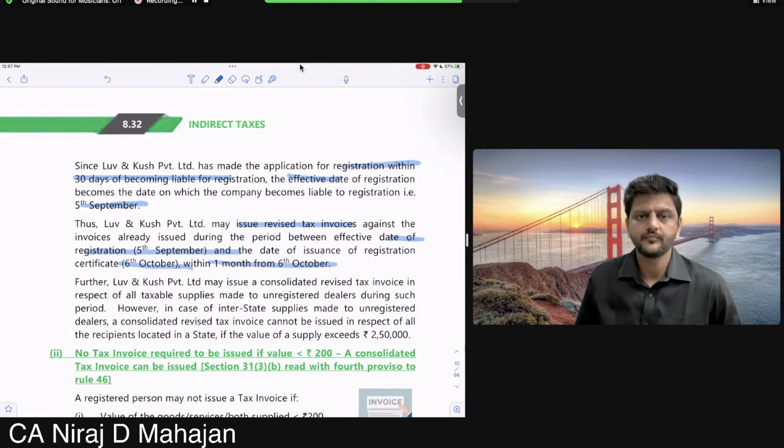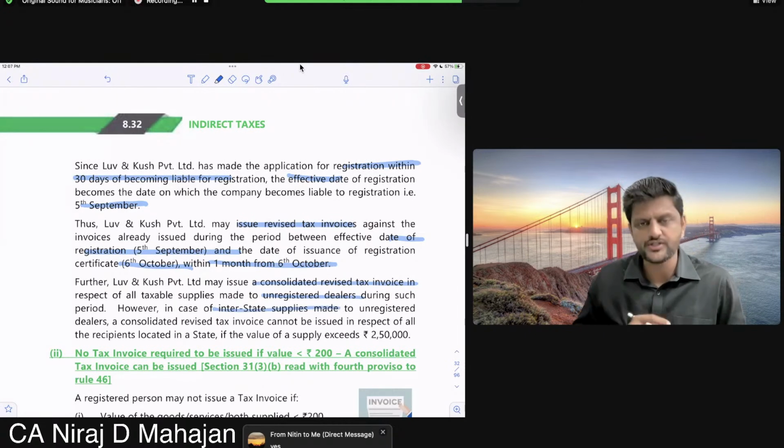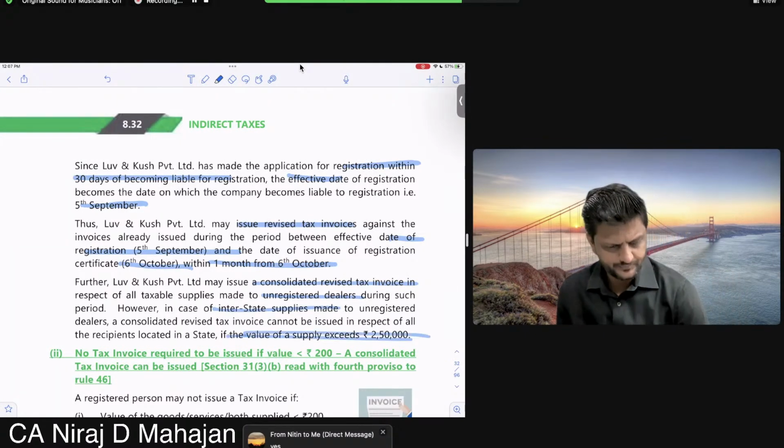Done till here? Same story. And consolidated revised tax invoices for unregistered recipients, but interstate, and the value of supply is more than 2.5 lakhs, then separate, no consolidation. Okay till here?